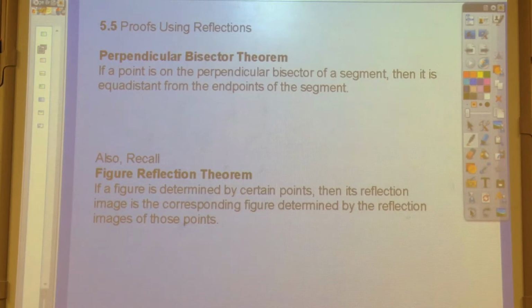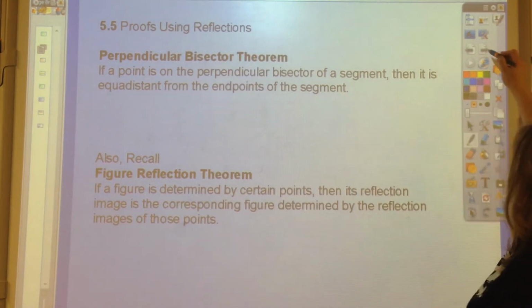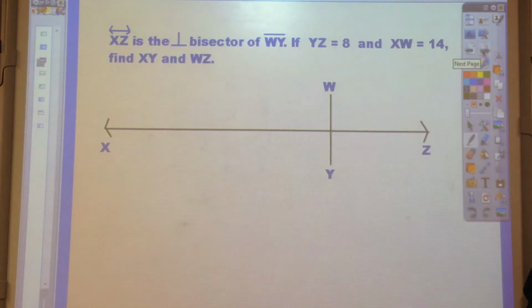I'd also like you to recall from the figure reflection theorem that if a figure is determined by certain points, which are reflected over a line, then the corresponding figure is determined by the reflection images of those points. So let's go ahead and work with that perpendicular bisector theorem.